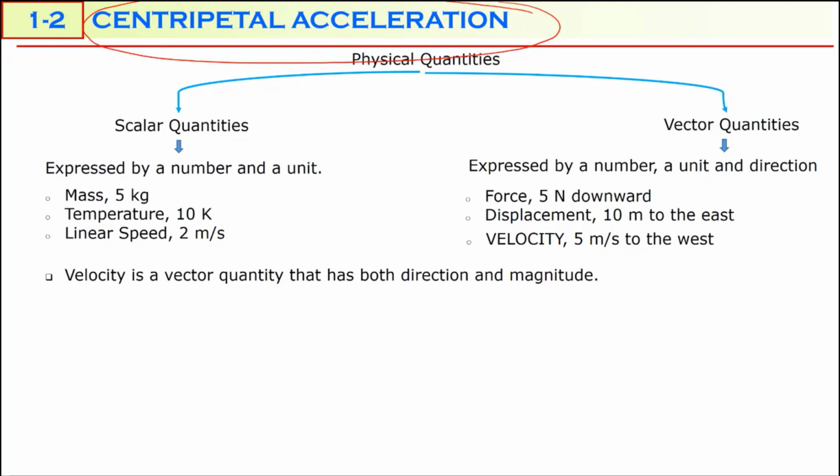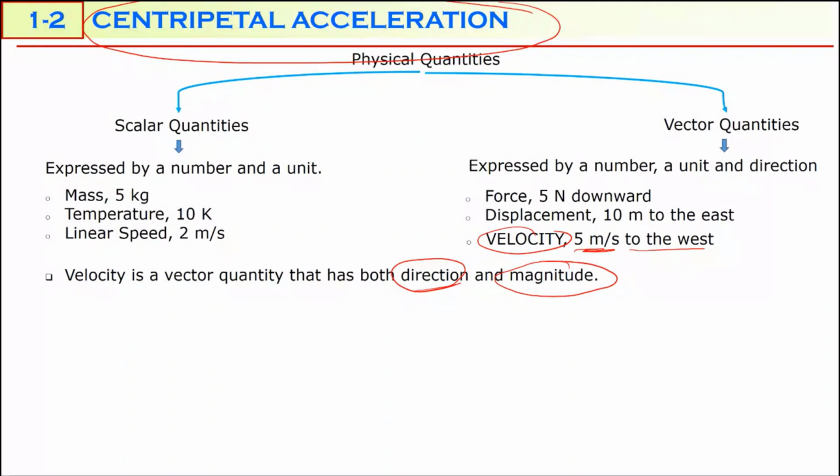So velocity is a vector quantity that has both direction and a magnitude. When we say magnitude, this number is called magnitude. 5 meters per second here is the magnitude. To the west is the direction. So velocity is a vector quantity that has both direction and a magnitude. Then we can change a vector quantity by two ways. One of them, you can change its direction. Second one, you can change its magnitude.